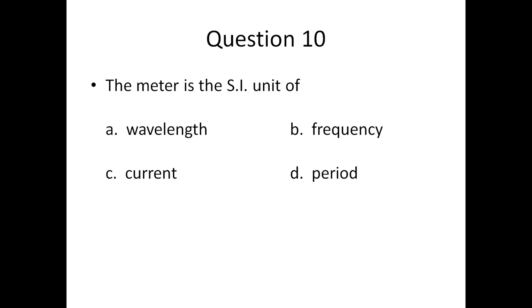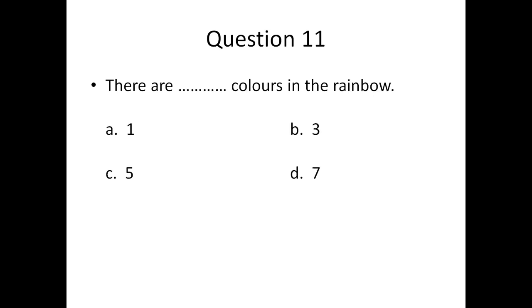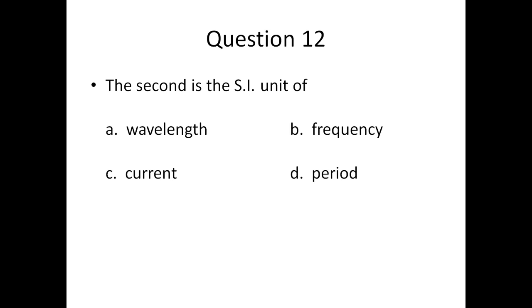Question 10. The meter is the SI unit of A, wavelength, B, frequency, C, current, D, period. Question 11. There are dash colors in the rainbow. A, 1, B, 3, C, 5, D, 7. Question 12. The second is the SI unit of A, wavelength, B, frequency, C, current, D, period.